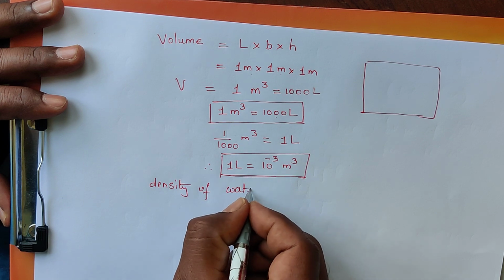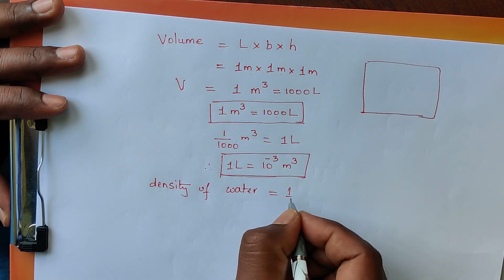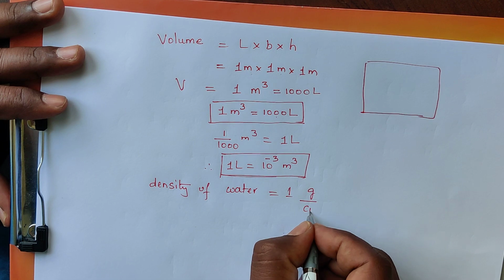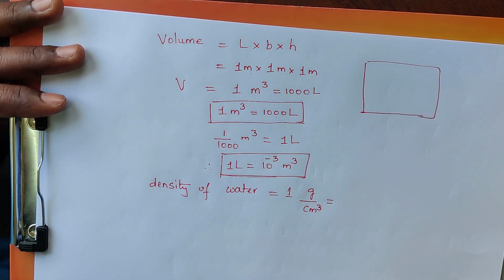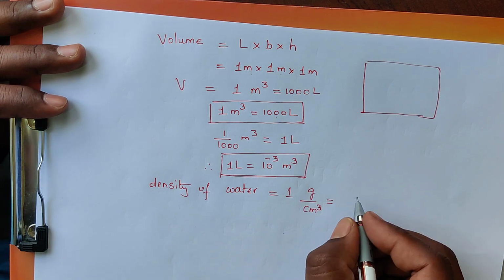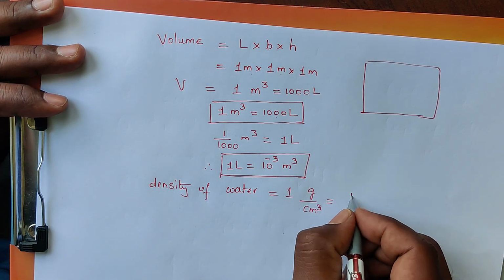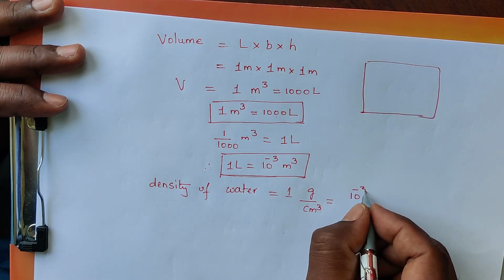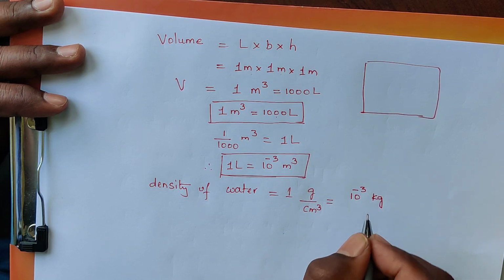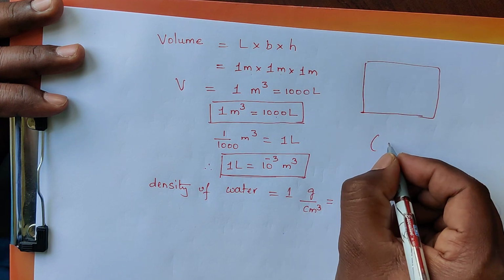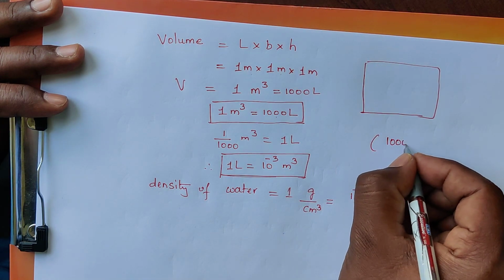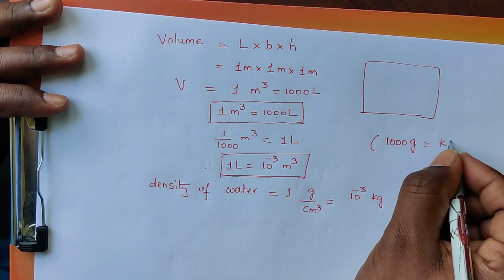Density of water equal to 1 gram per centimeter cube. Express this value in SI system of units, that is kg per meter cube. So 1 gram is nothing but, we know 1 gram equal to 10 to the power of minus 3 kilograms, as 1 kilogram equal to 1000 grams. You know already, 1000 grams equal to 1 kilogram.